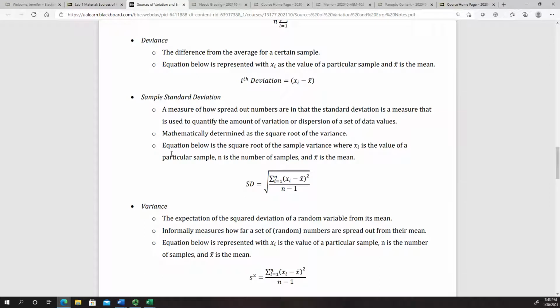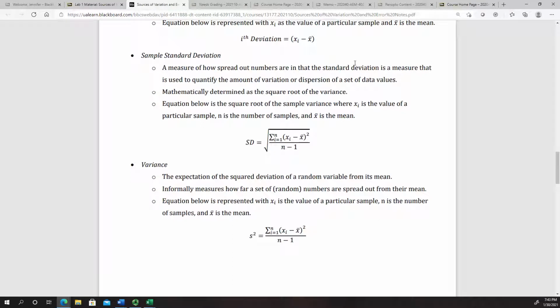For your deviation, in that case, what we're looking at is each individual sample minus the mean that you have. So if you had, say, a mean value of 3, that would be represented as your X bar. And if you were looking at, say, 1, 2, 3, and 4, your deviation would be 1 minus 3, 2 minus 3, 3 minus 3, 4 minus 3, and so on, depending on how many samples that you had.